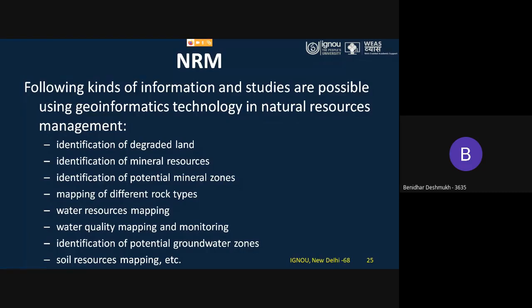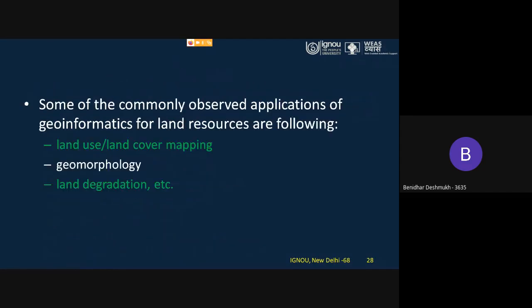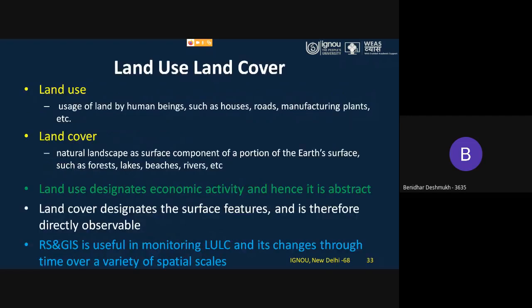So we will see some of the applications, some of the examples, in the later slides. Out of this, the major things are land use, land cover mapping, geomorphology, and land degradation. So I have arranged my slides like this. I will start with land use, land cover mapping, and under geomorphology, I am including land degradation, etc. Habitat mapping, bathymetry, etc. I am using under that. So we'll start with land use, land cover.